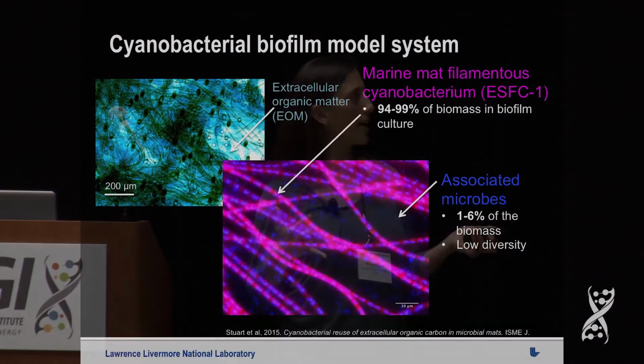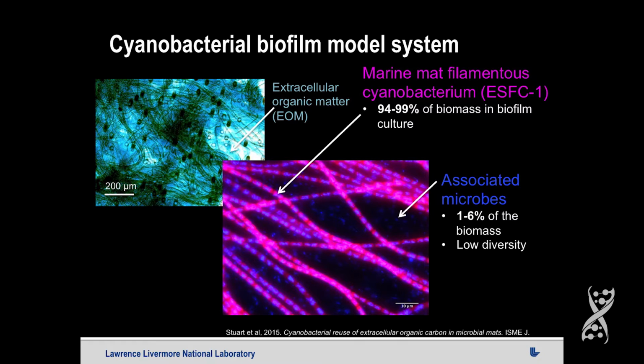And what's nice is they form these biofilms that have this complex extracellular organic matter. So this is a picture of it here, stained with an Alcian blue stain that stains the polysaccharides. So you can see this kind of slime gets formed. That's all the blue stuff in there. And then if you look closer, this is just a DAPI stain where you can see the associated microbes. And it's a very low complexity community. There's only about 5 bacterial classes in the associated microbes, along with the cyanobacteria.